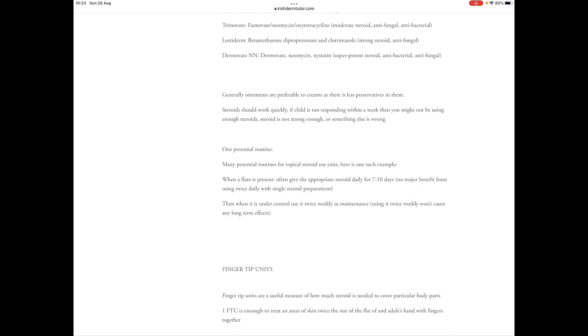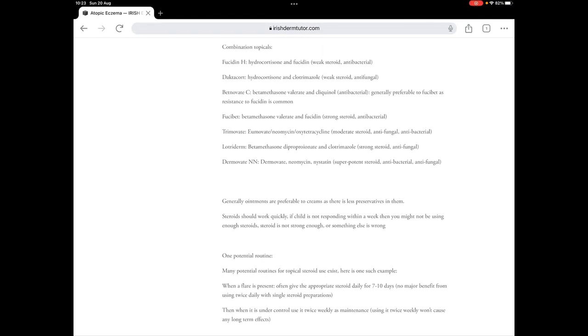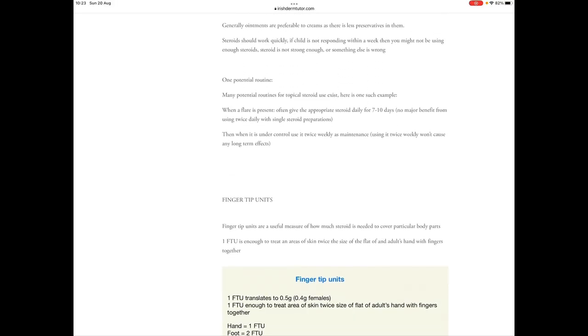Trimovate is a cream that I'd often prescribe for flexural areas to get things under control. That contains a moderate steroid, Eumovate, as well as an antifungal and an antibacterial, so neomycin and oxytetracycline. And then Lotriderm is a strong steroid with an antifungal, and Dermovate NN is a very strong steroid with an antibacterial and an antifungal agent. So really, if there's any weepiness, you might want to use an antibacterial agent. If it's in a flexural area, you might want to use an antifungal. So they're quite useful treatments to have.